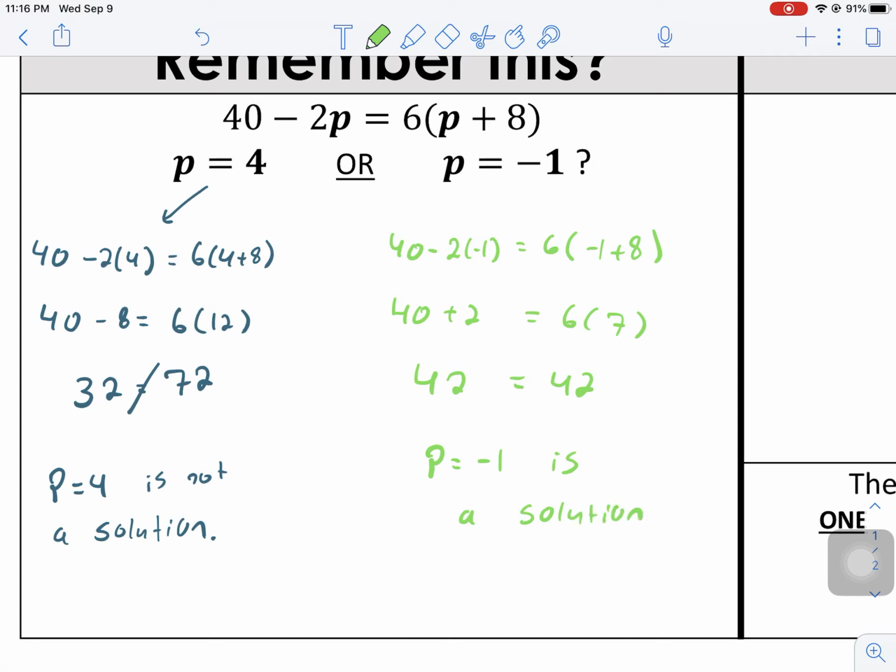Okay, so this, guys, is actually a great way to check your answers. So say you get p is equal to negative 1. Then you can just double check your answer by plugging that value back into the original equation and then making sure that the left side is equal to the right side. Okay, so it's a great way to check your solving equations problems.